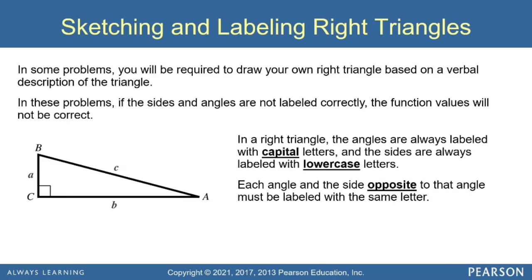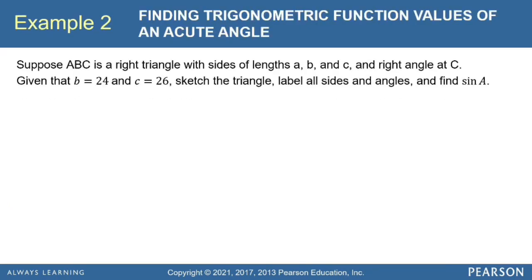And you'll remember from section 1.3, we talked about how when we're using A, B, and C, the letter c is always reserved for the hypotenuse, and that means that the letter capital C is always reserved for the right angle. Now let's look at example 2 together. It says, suppose ABC is a right triangle with sides of lengths lowercase a, lowercase b, and lowercase c, and right angle at capital C. Given that side b is 24 and side c is 26, sketch the triangle, label all the sides and angles, and find the sine of angle A.